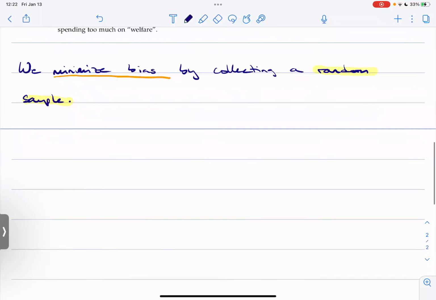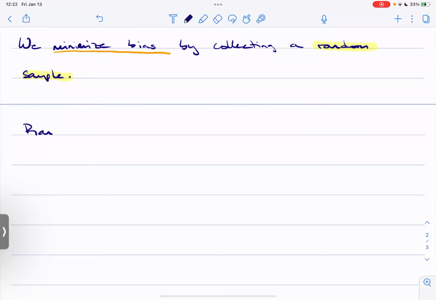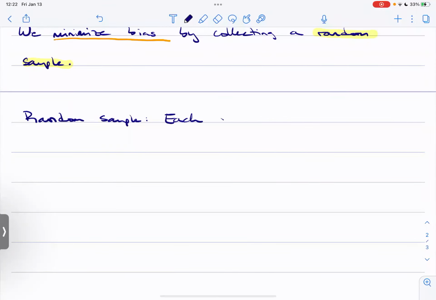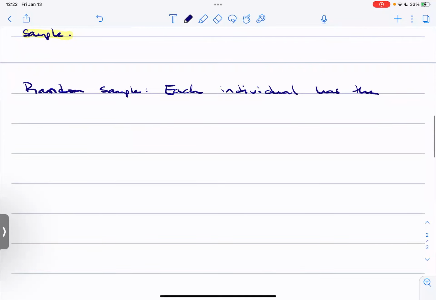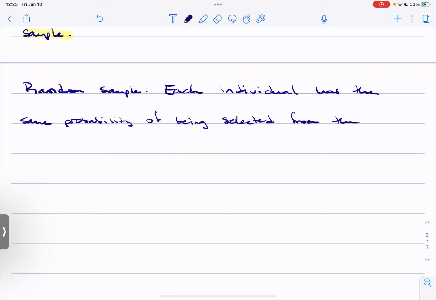And so I can kind of hear it before I say it. So it's good. So a random sample is when each individual has the same probability of being selected into the sample, of being selected, maybe I should say from the population instead. It's not what I have, but from the population in sample.